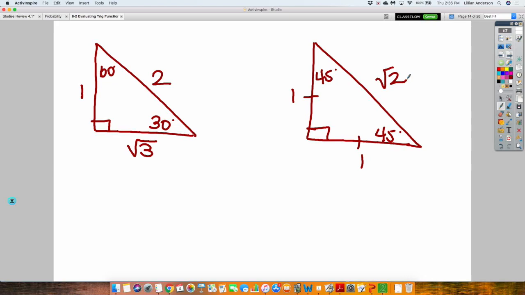The shortest side, the side across from the smallest angle, is 1 in every 30, 60, 90 degree triangle, because it's half the length of the hypotenuse. So when you divide 2 by 2, you get 1. Yeah, there are only these two types of special triangles. No extras.